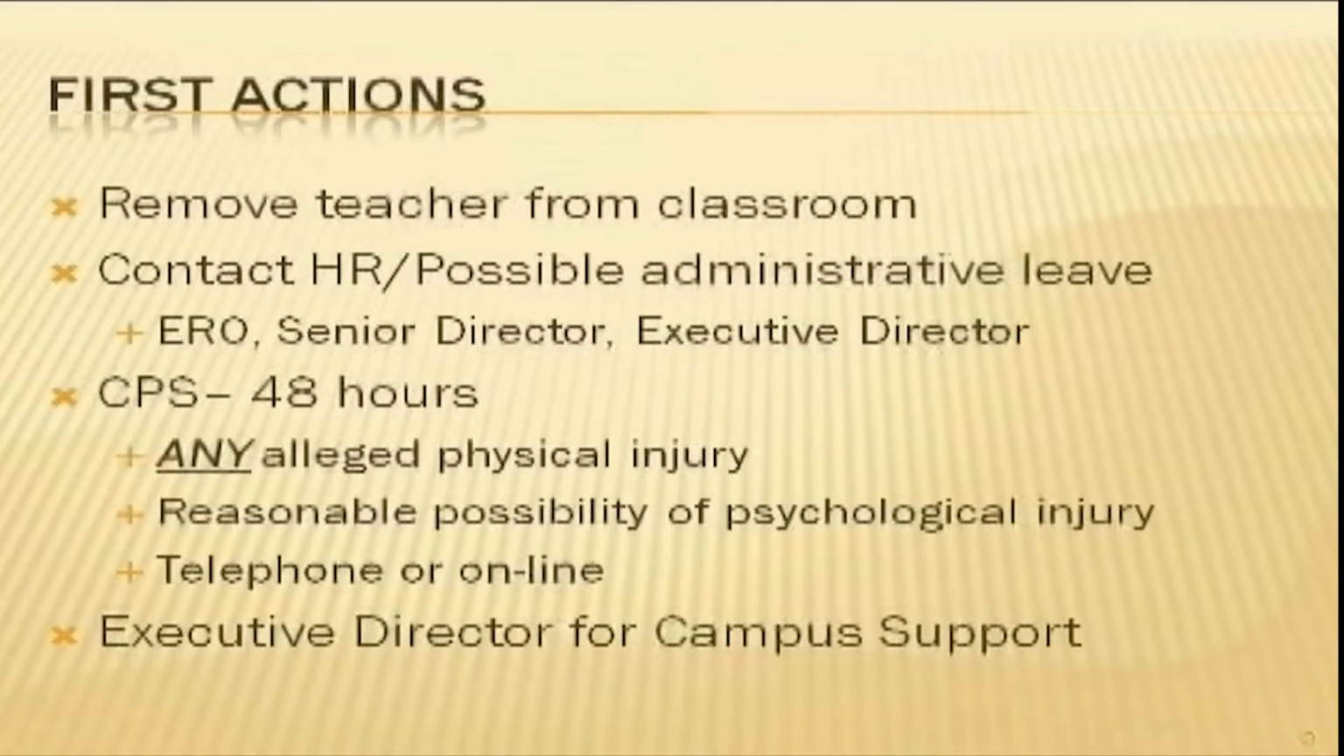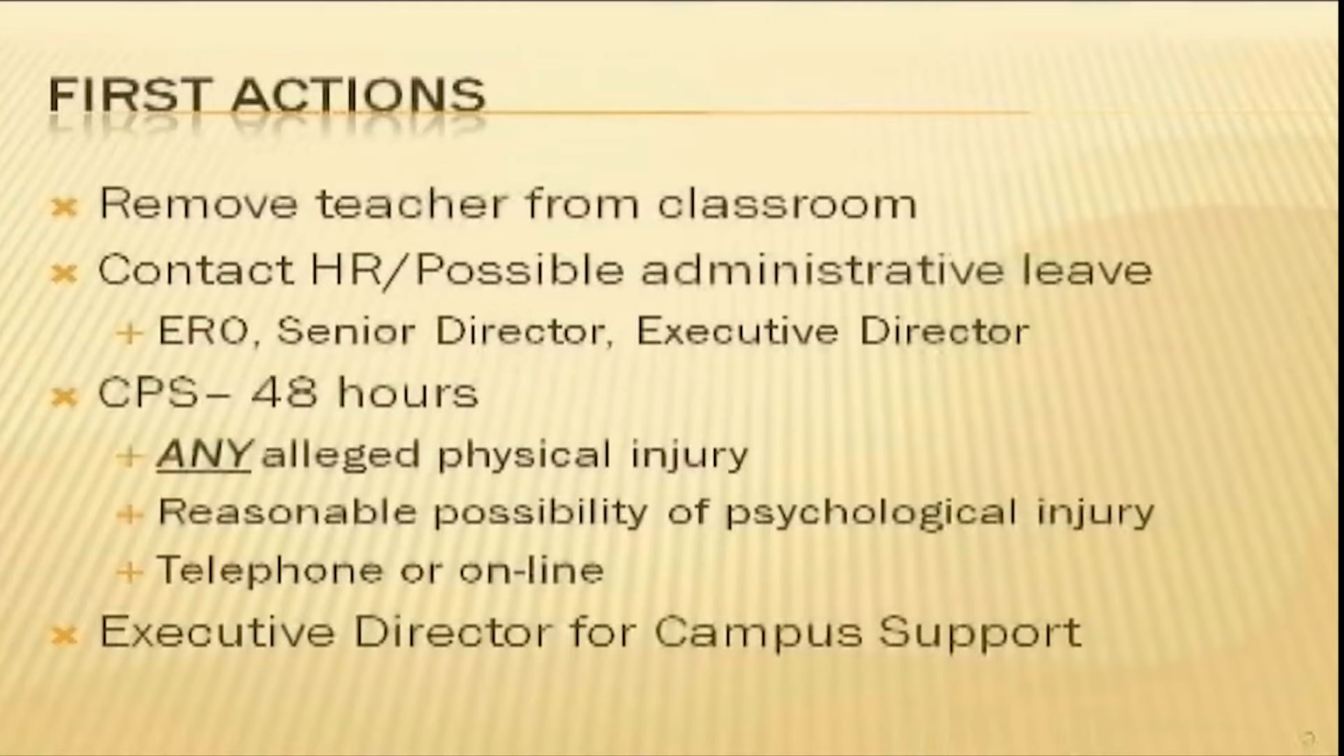When a principal becomes aware of an allegation or allegations against a campus staff member, there are certain actions that should be taken immediately. The first action is to remove the staff member from the classroom or from any contact with the students. Removing the staff member allows time to gather information about the incident while assuring that the students are protected. Initially, the staff member can just wait in the principal's office or in the lobby.